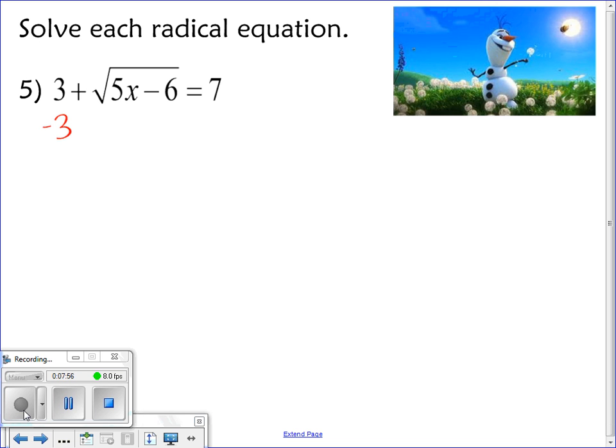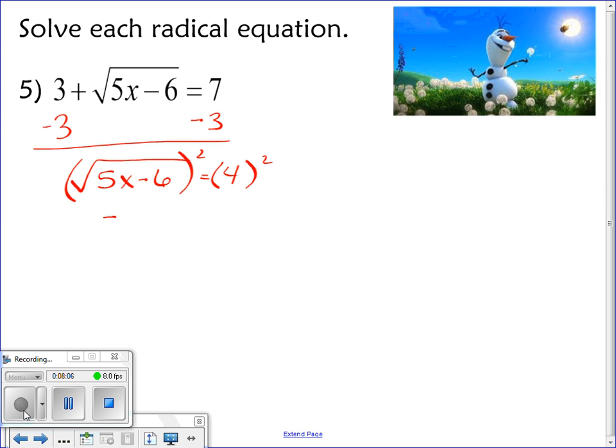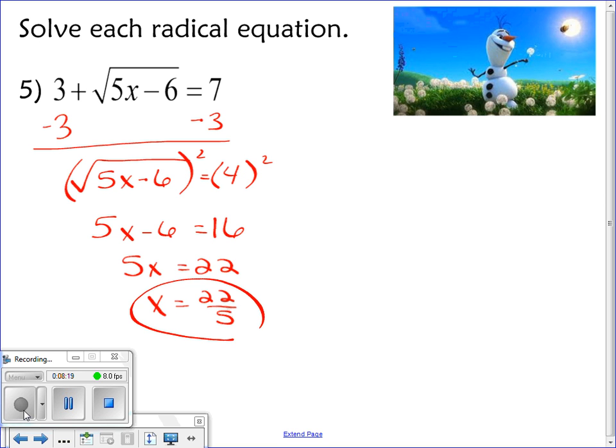Subtract 3. So radical 5x minus 6 equals 4. Then what? Square both sides. So we get 5x minus 6 equals 4 squared. That was a little faster. Add 6, so 5x is 22. Good. If it doesn't divide evenly, just go ahead and leave it as a fraction.